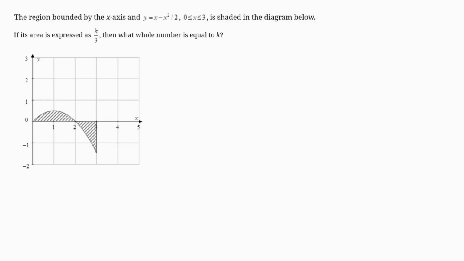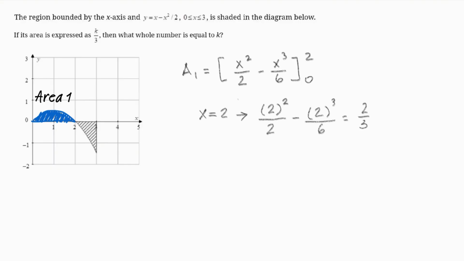Let's find the area for the first part. Area equals the integral from 0 to 2 of x squared over 2 minus x cubed over 6. We start substituting the upper limit, x equals 2. So, 2 squared over 2 minus 2 cubed over 6 equals 2 over 3.